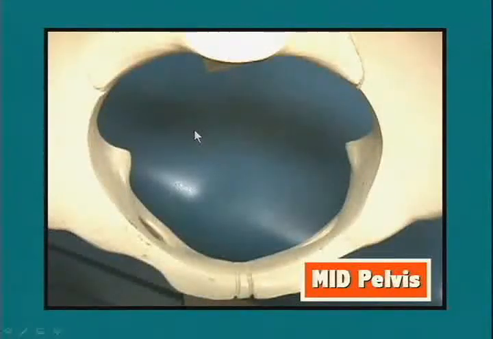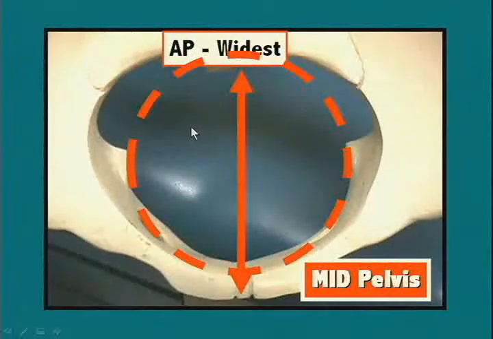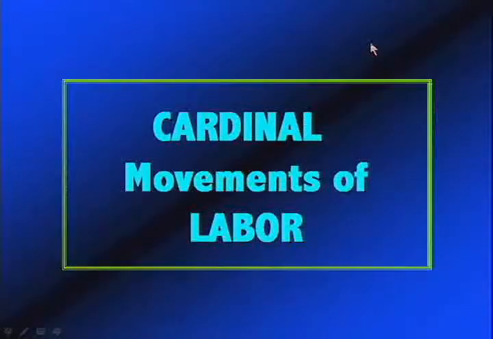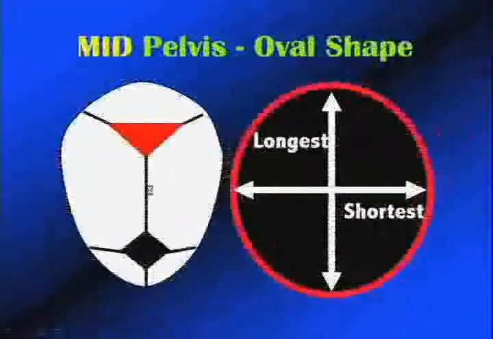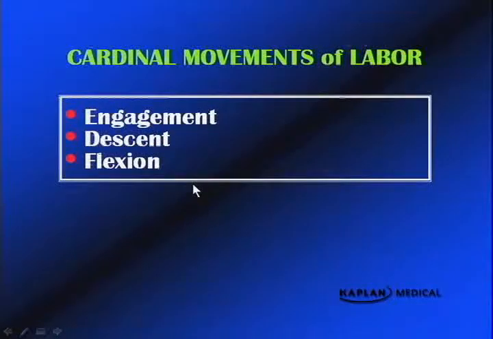Now you notice that the mid-pelvis has different dimensions. The longest dimension is going to be anterior-posterior, and the narrowest dimension is transverse. So the fetus enters labor transverse and has to undergo internal rotation to pass through the mid-pelvis. So here is the fetus entering labor transverse. In order to go through the mid-pelvis, it has to rotate anterior-posterior. So what we will see is the changes as it moves through. Now these will occur as the head comes down.